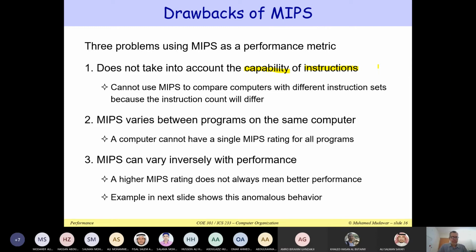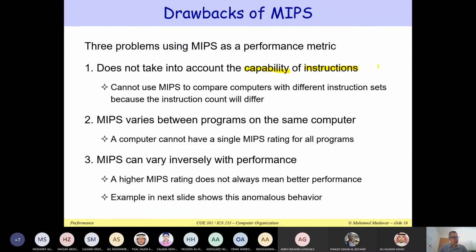So that actually is one of the problems. Instructions does not tell you what are these instructions that you are executing in the program. So it does not take into account the capability of instructions. It's vague because the instructions can vary from one architecture to another, from one CPU to another. They are not the same.